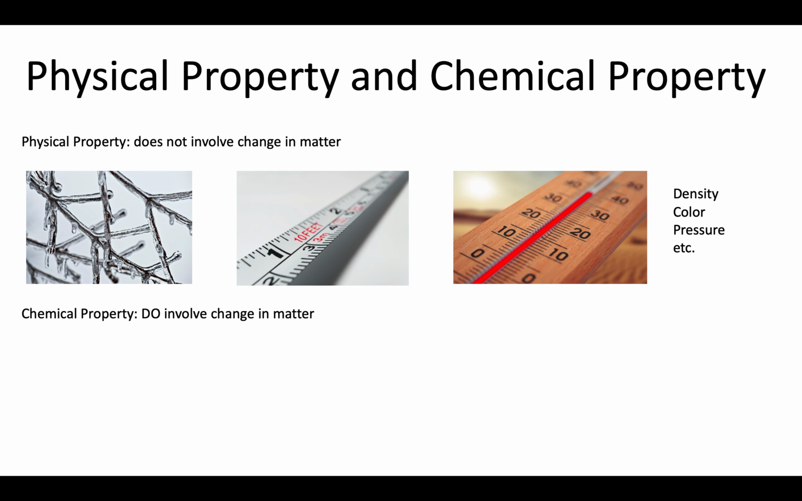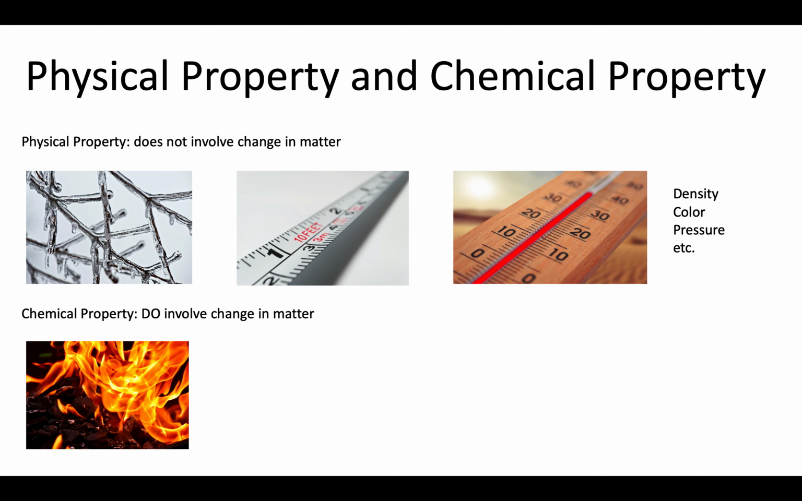But for chemical properties, things do change. When you see something change, it becomes a chemical property. For example, when we're lighting something up, something is burning and reacting with oxygen in the air. So things change. When you burn wood, which is made of carbon, and it reacts with oxygen, you can have carbon dioxide, which is one of the main players in the greenhouse effect.